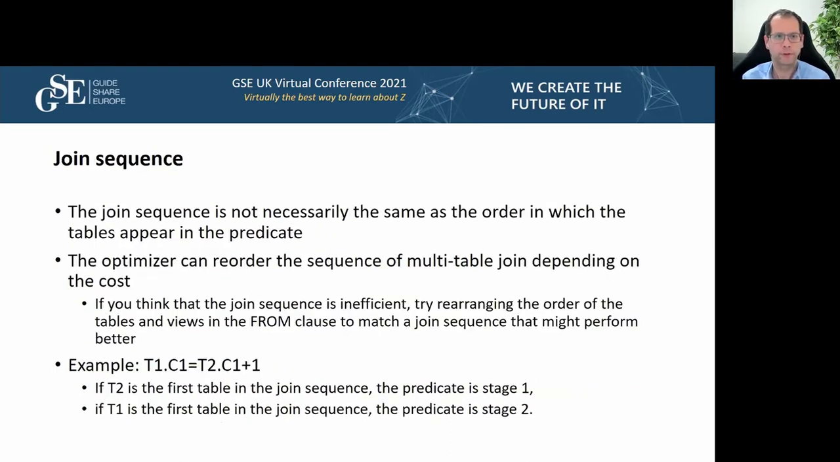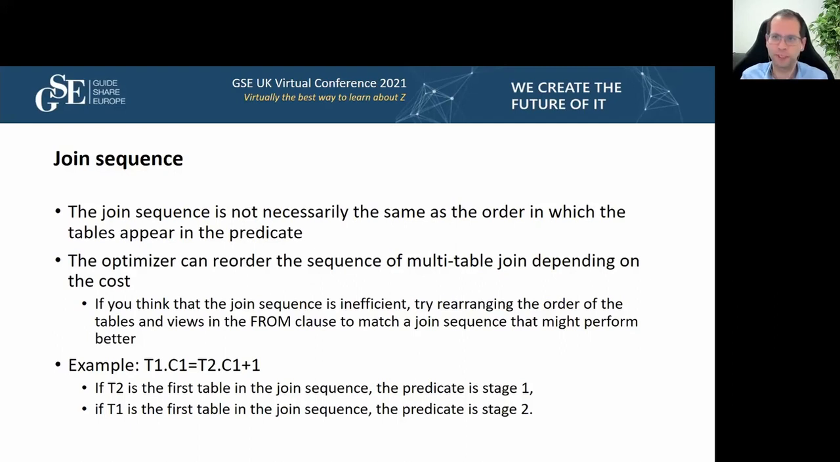And maybe one more thing here. What's the sequence of the join operations? Because I think people are asking, hey, does it matter if I code this first and then this predicate? So yes, in some cases it does, but still the DB2 optimizer is getting smarter and smarter, so it can reorder the sequence of the multi-table join depending on the cost.